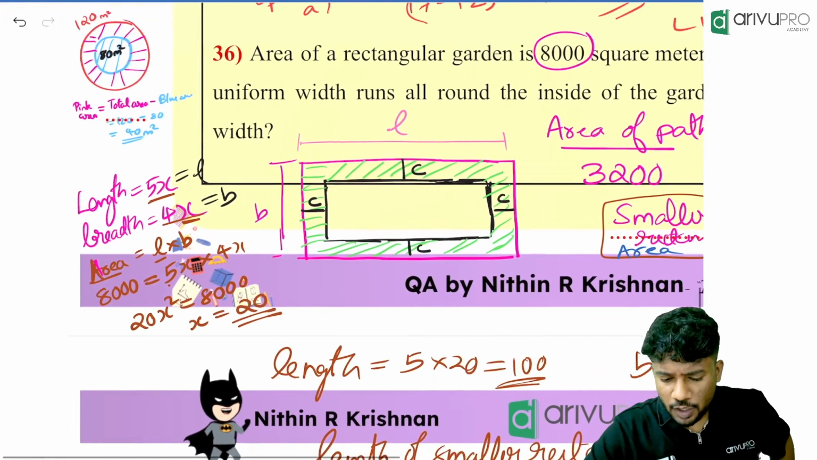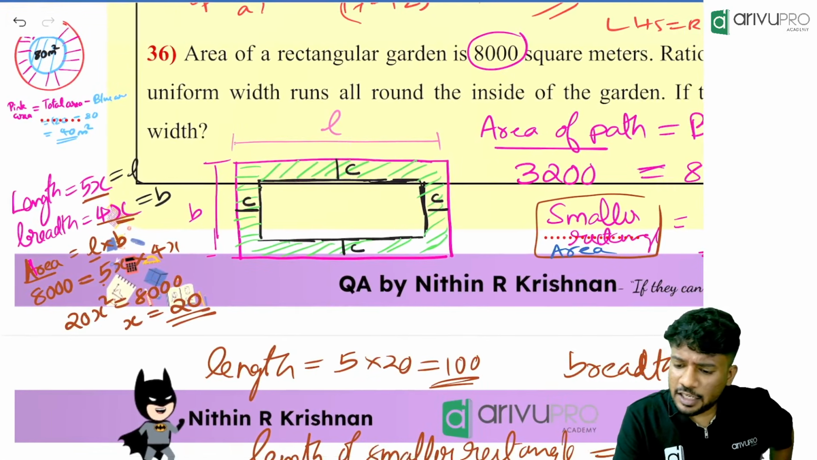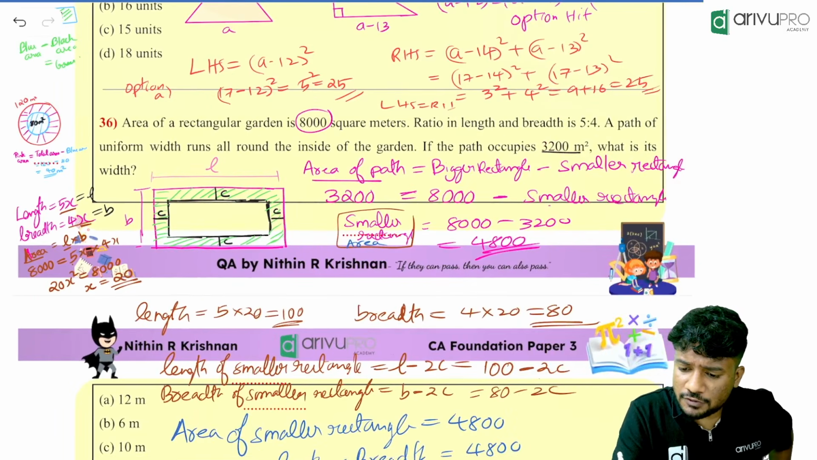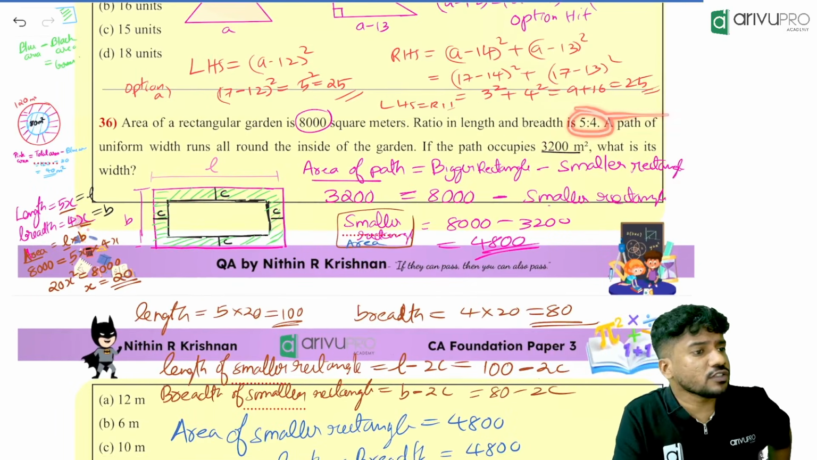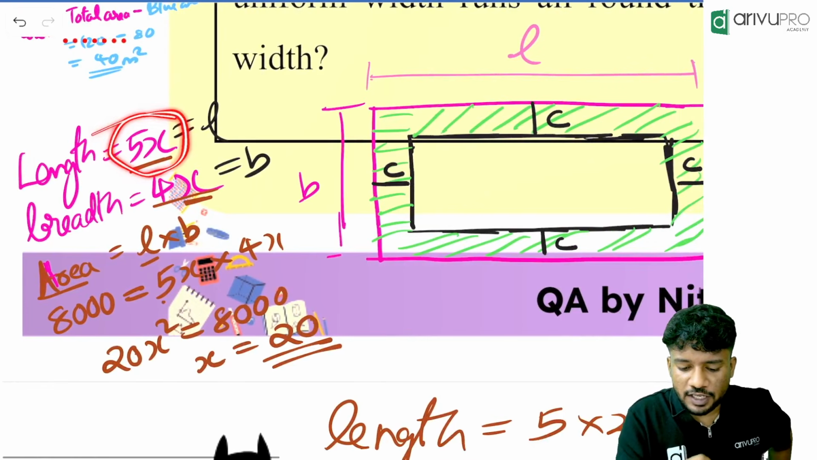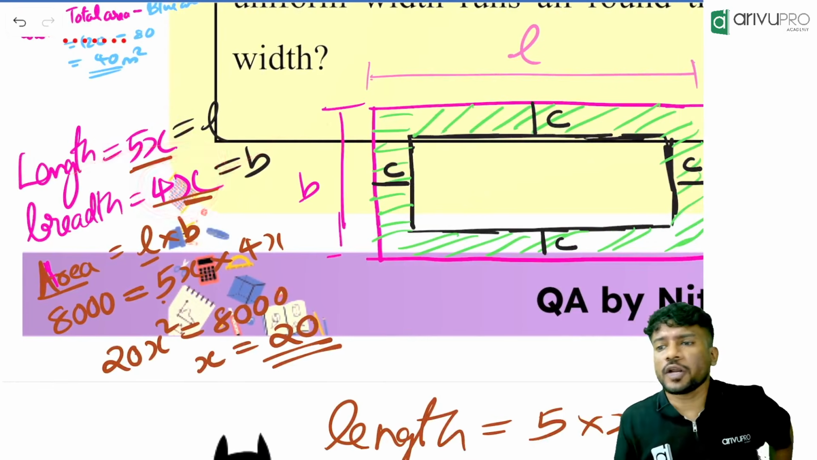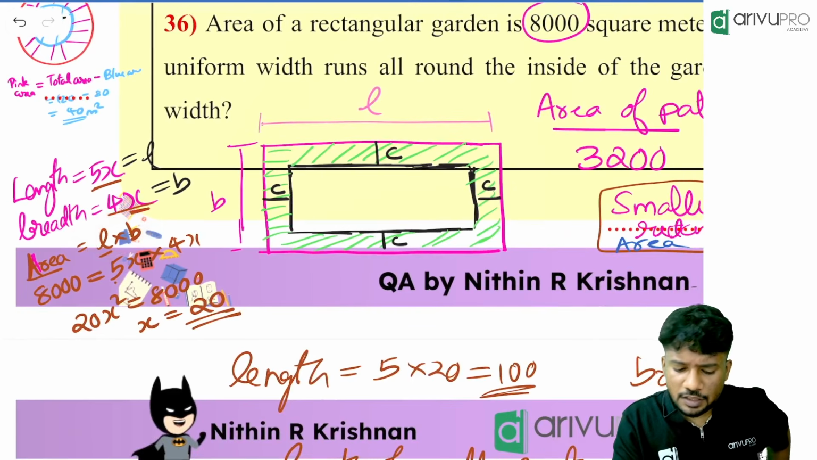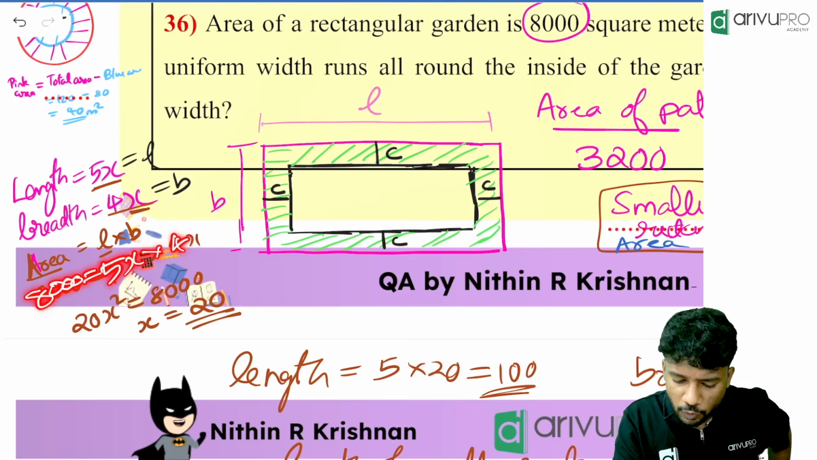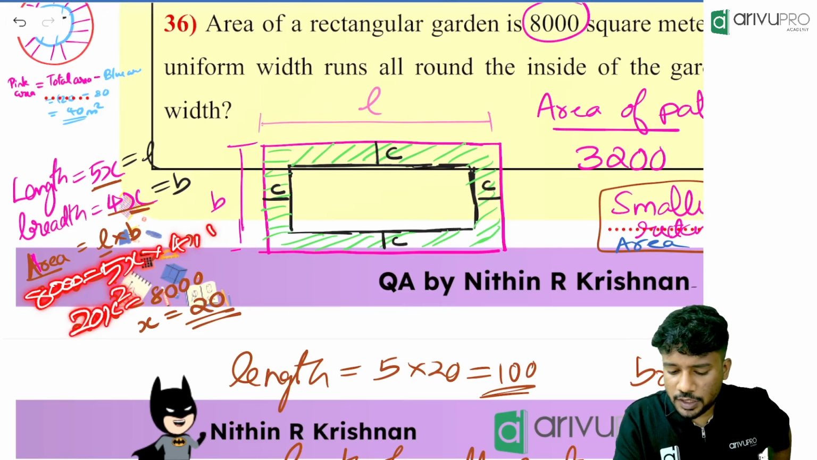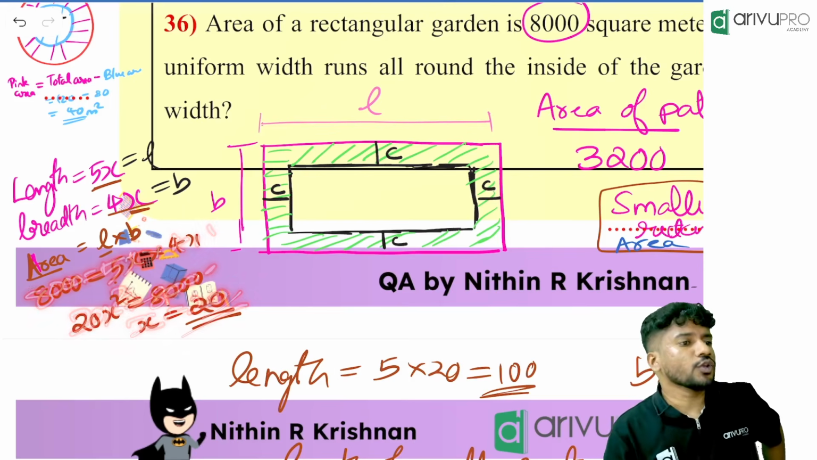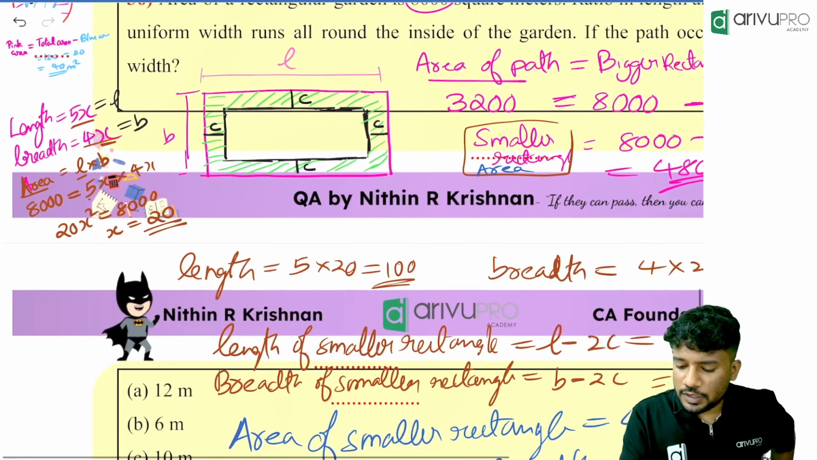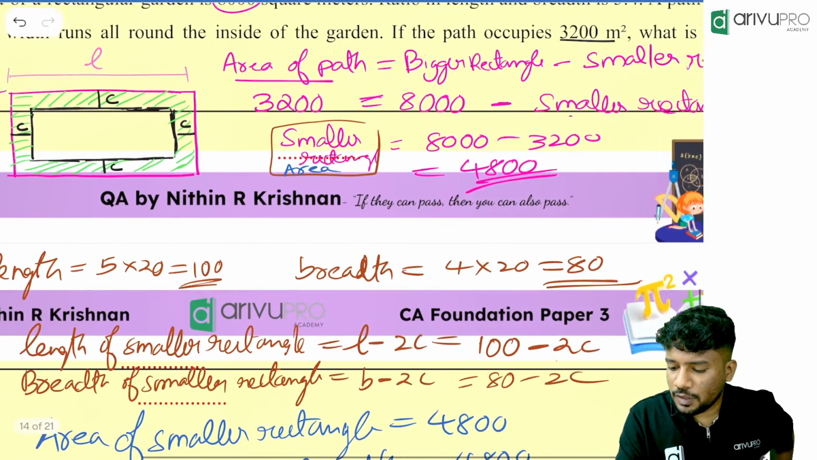Now, the ratio of the length and breadth of the bigger rectangle is given, 5:4. So the length will be how much? 5x. Breadth will be how much? 4x. Then area is how much? We know that it is length into breadth. So that 8000 is equal to what, people? 5x into 4x. From that, 20x square is equal to 8000. X is equal to how much, people? 20. Now the length will become 100. Breadth will become how much?